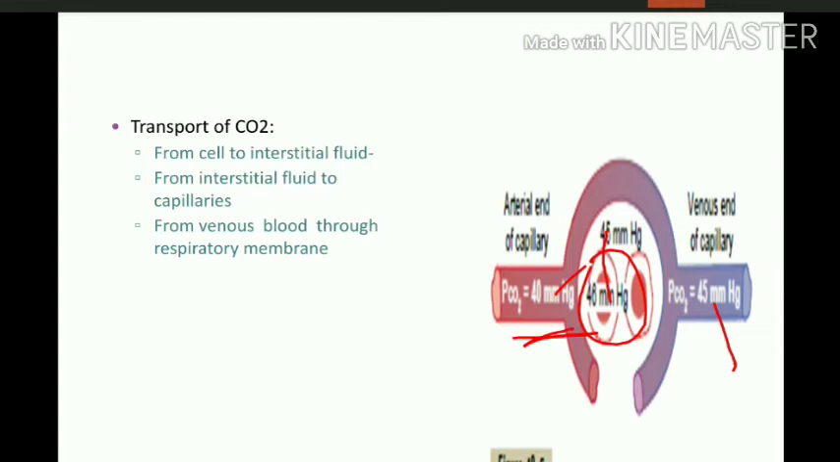And from venous blood to the pulmonary alveoli, it diffuses again along a partial pressure gradient of 5 mm of mercury. You can see in the venous blood partial pressure of carbon dioxide is 45 mm of mercury, in the alveoli it is 40 mm of mercury. Now, the diffusion coefficient for carbon dioxide is 20 times more than the diffusion coefficient for oxygen, and this is the reason only this much gradient of carbon dioxide is sufficient for its transport.